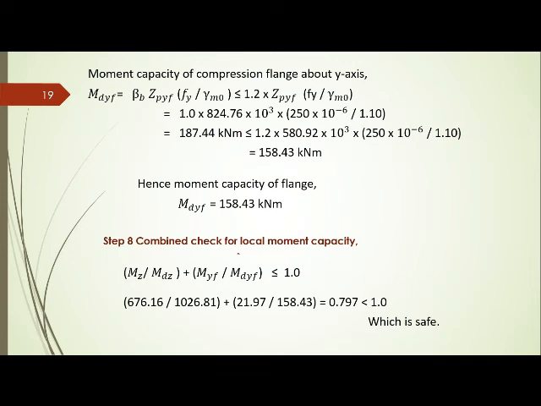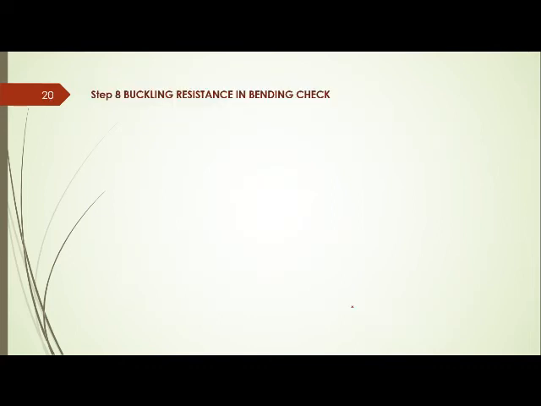According to the codal provision, this ratio should be less than 1, and it is coming 0.797, which shows it is less than 1 but not very much less, so it is an economic solution also.